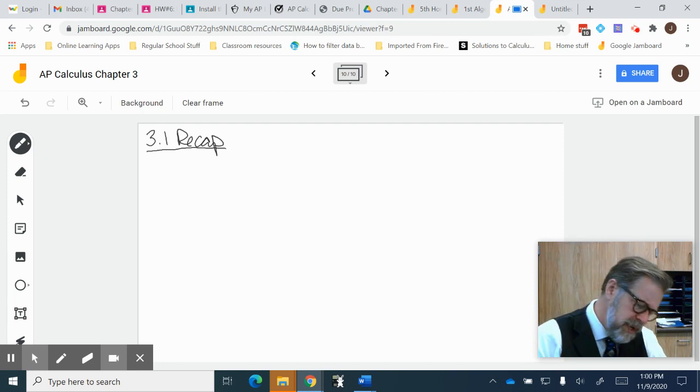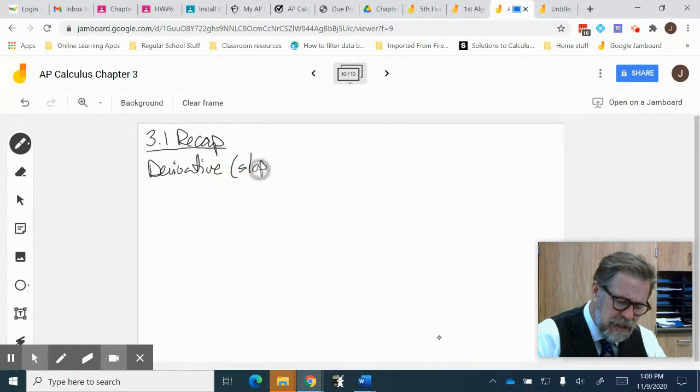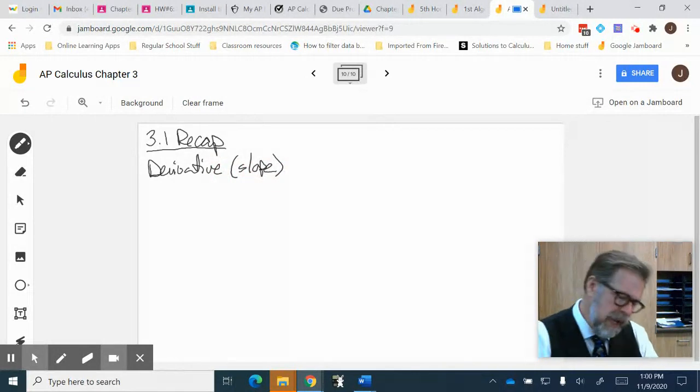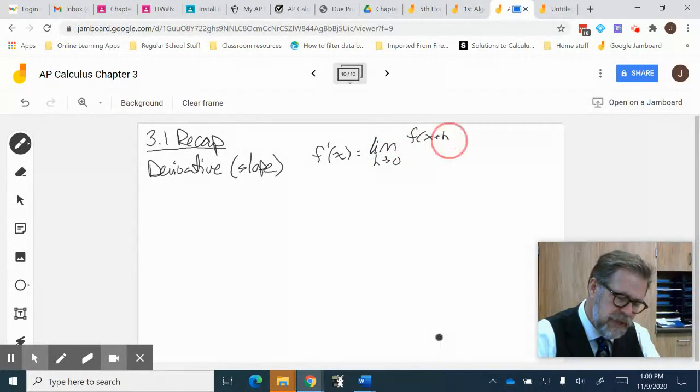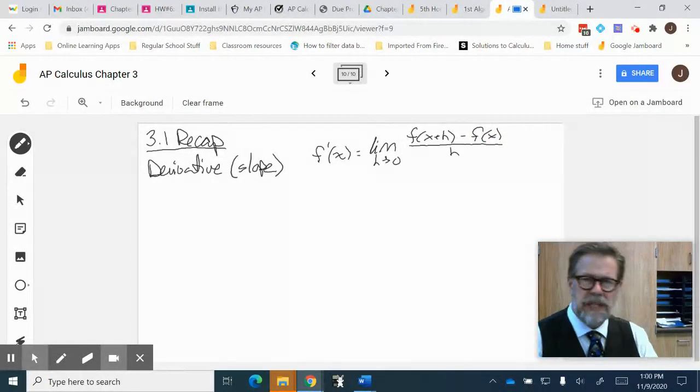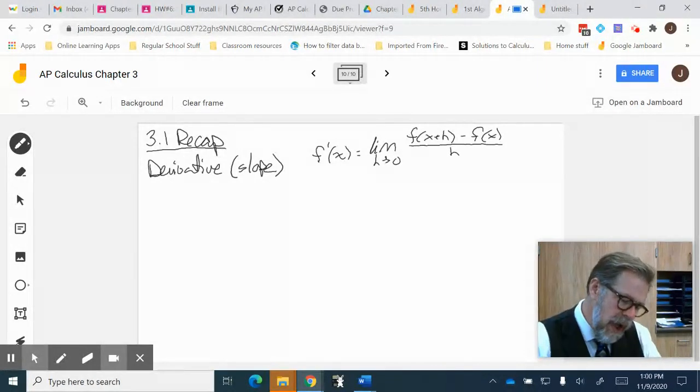What do you need to know? First of all, you need to know the definition of a derivative. Derivative is a slope at a point. We can find it two different ways. We can take the limit as h goes to 0 of the function at some value of h just to the right of x, minus the value of the function at x, divided by the x value between the 2 points. It's a slope, change in y over change in x.